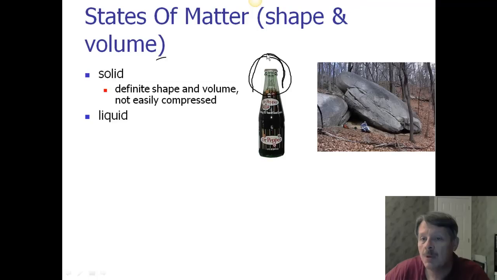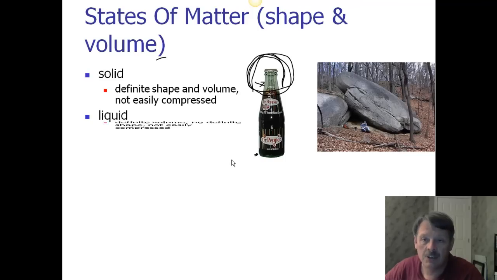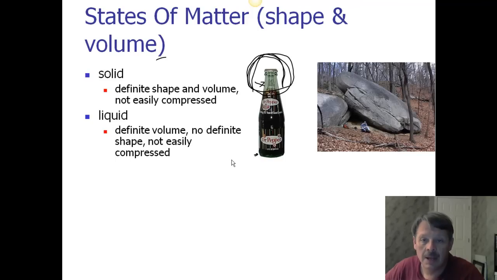Okay, up here, this part is currently filled with air and carbon dioxide. Well, if you turn the bottle upside down, this is all going to be filled with liquid, and all the air is going to be down here. So that tells you the shape of the air is changing, the shape of the liquid is changing. So here, even though it has a definite volume, it does not have a definite shape. Okay? And also, liquid is not easily compressed. We'll talk about that in a second.